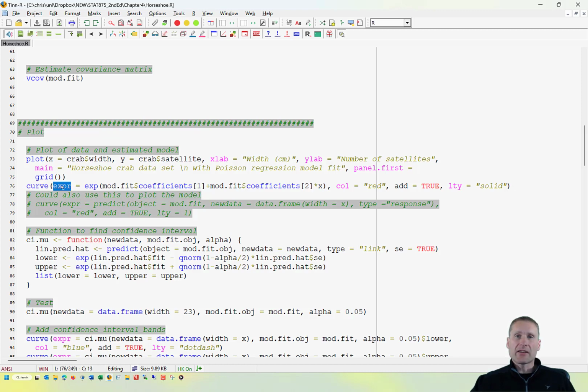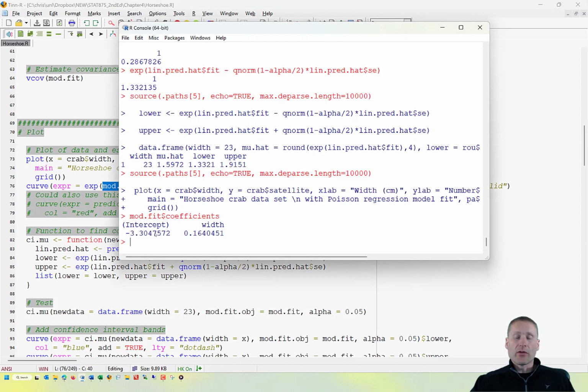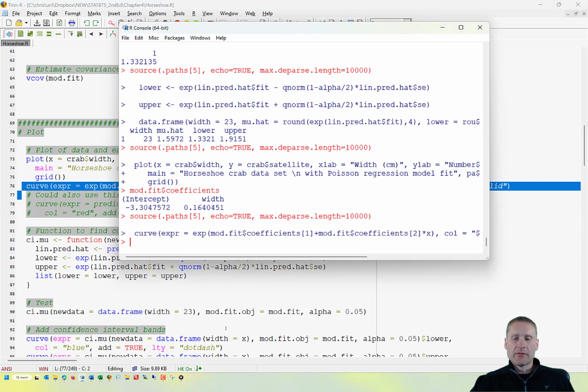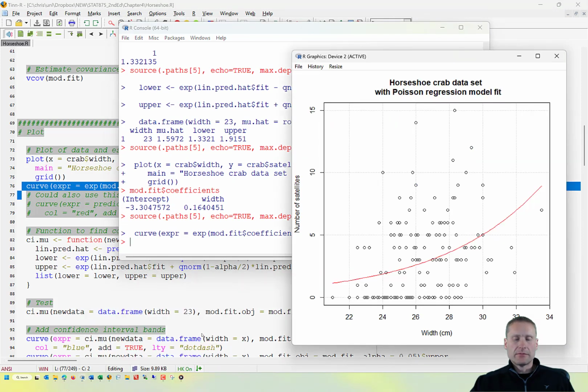I can go ahead and put my model on this plot too, where I use the curve function for my expr or expression argument. I write in the proper syntax the estimated model. So notice what I do is I grab out of mod.fit coefficients, where the first element is beta hat 0, the second element is beta hat 1. I'm going to make it red. I'm going to add it to the current plot. My line type equals solid, so it's just going to be a solid line. And this is what we get. And there's my estimated model there.